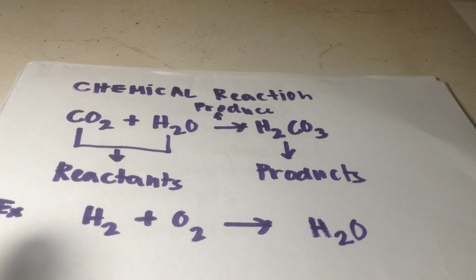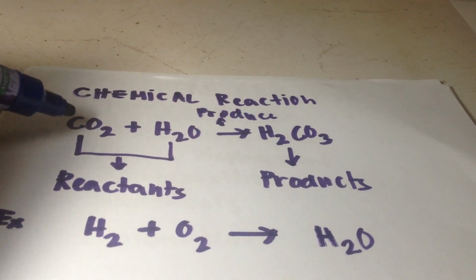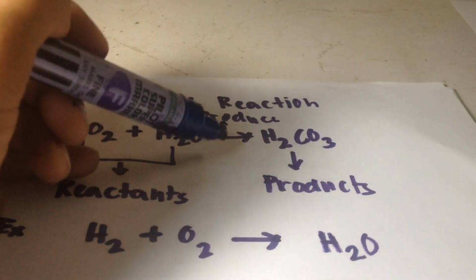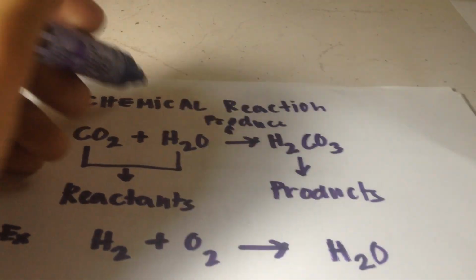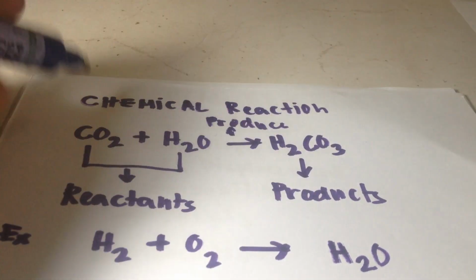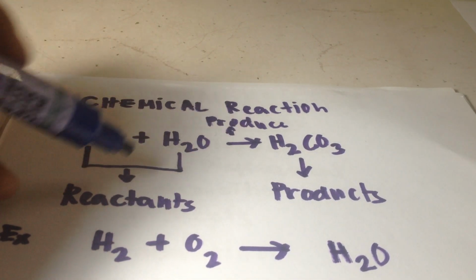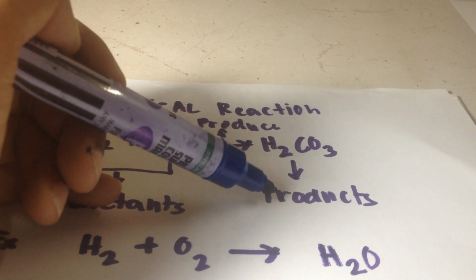In this video, we're going to discuss chemical reactions. These are called chemical reactions. Carbon dioxide plus water reacts to carbonic acid. This arrow is called "produces", and the carbon dioxide compound and water compound are called the reactants, and what is produced are the products.